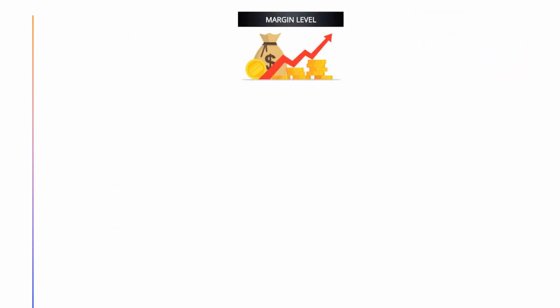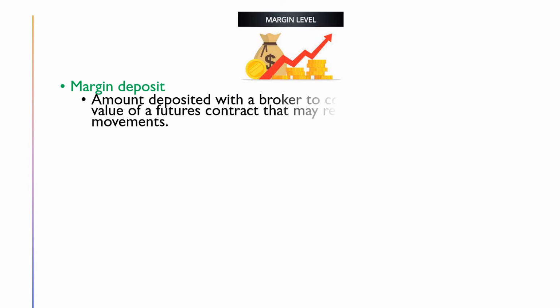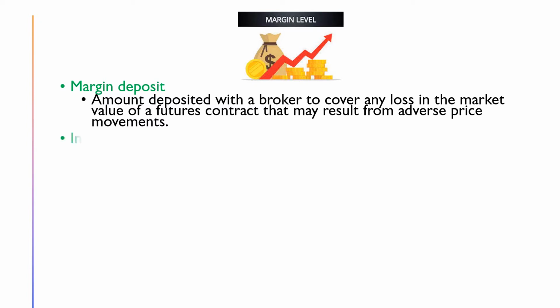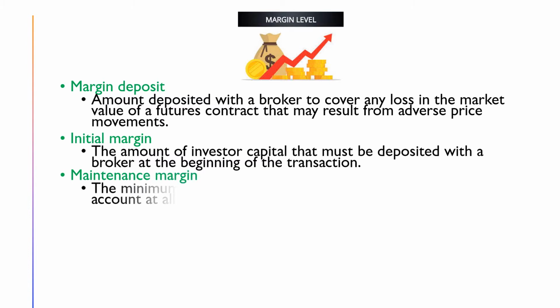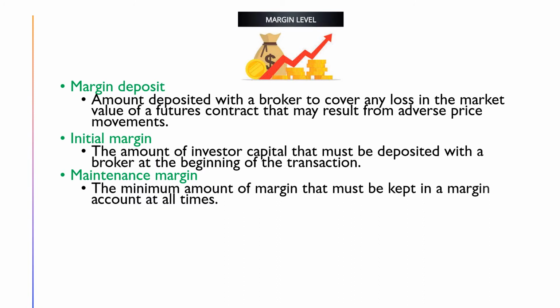There are different levels of margins. Let's learn more about them. In general, margin deposit refers to the amount deposited with a broker to cover any loss in the market value of a futures contract that may result from adverse price movements. Initial margin is the amount of investor capital that must be deposited with a broker at the beginning of the transaction. Maintenance margin is the minimum amount of margin that must be kept in the margin account at all times after the trade is initiated.